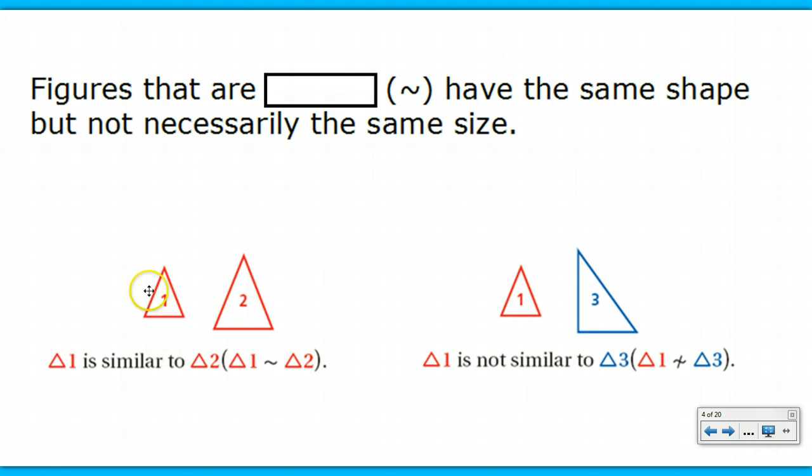So here we have two figures that are similar. Figures that are similar, and we use a single wavy line rather than two wavy lines. When we have two, what did we say? That's right, congruent. Similar has only one. Similar figures have the same shape, but not necessarily the same size. So here we have figure 1 and figure 2 are similar. Same shape, not same size. Figure 1 and figure 3, not same shape, not similar.